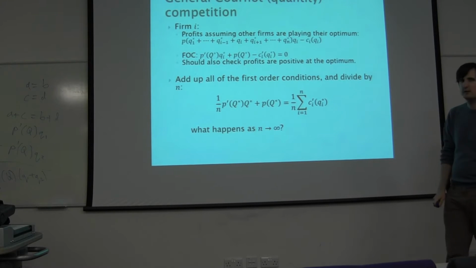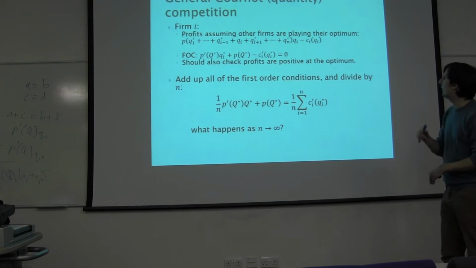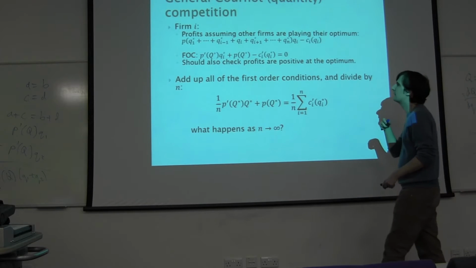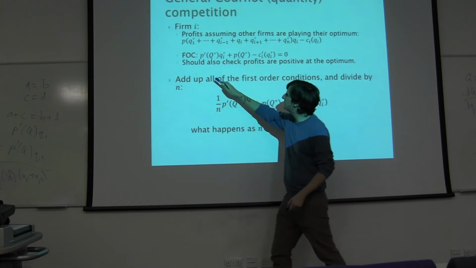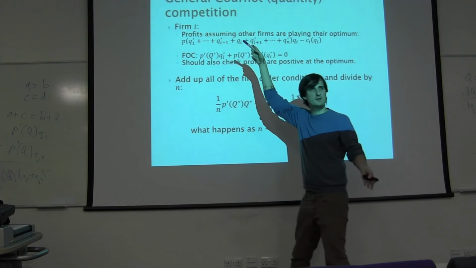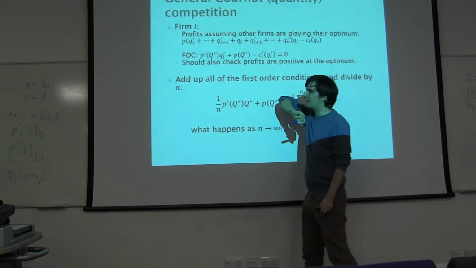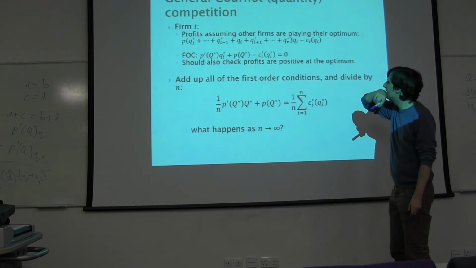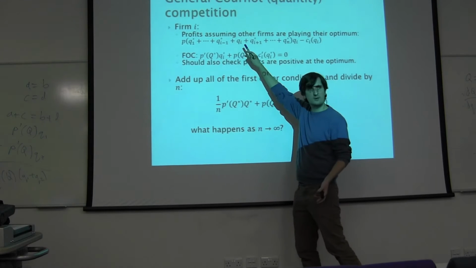Well, suppose that all of the other firms are playing their optimum. So firm 1 is producing Q1 star, firm 2 is producing Q2 star, etc. Firm I minus 1 is producing Qi minus 1 star. But we're just concerned about firm I. So suppose firm I is producing Qi.